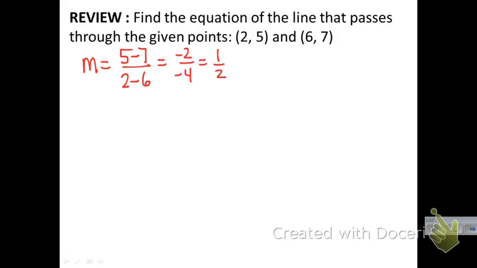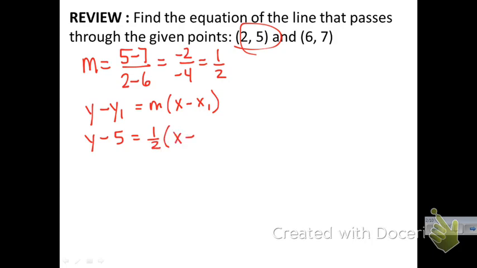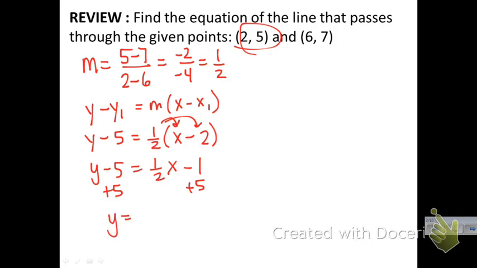Once you have the slope, we're going to choose one of the points and use what is called point slope. Hopefully you will recall this. So I'm going to replace the y1. I'm going to choose to use the first point, but you don't have to. So y minus y1, y minus 5 equals m, which is 1/2, and x minus x1, 2. And then from here you have two steps to distribute first that slope to both pieces. So 1/2 x minus half of 2 is 1. Add 5 to both sides to get y by itself, and we get 1/2 x plus 4.